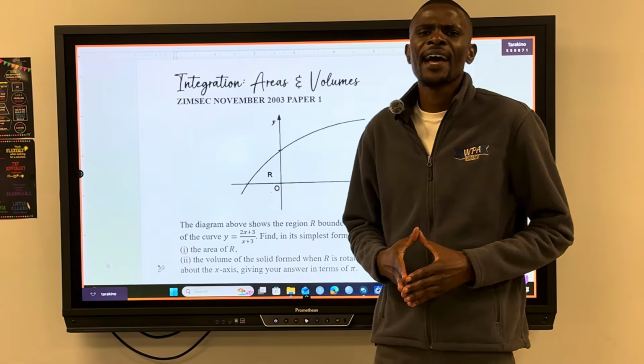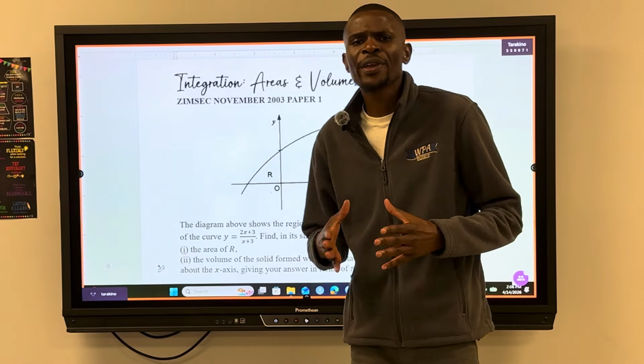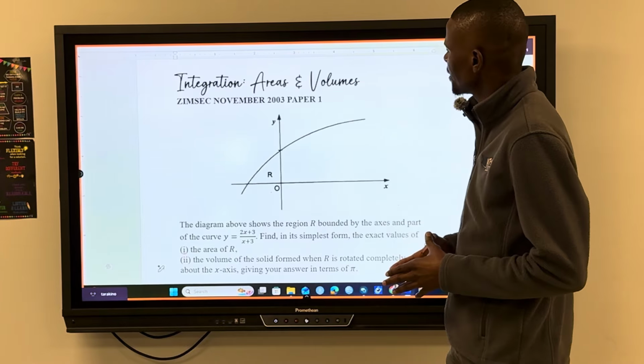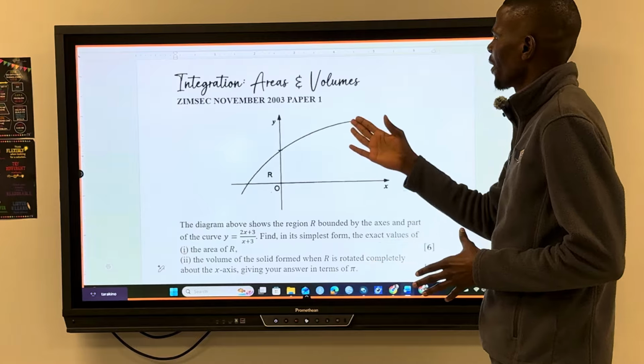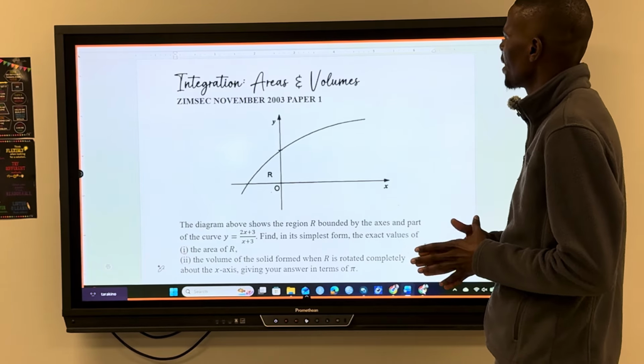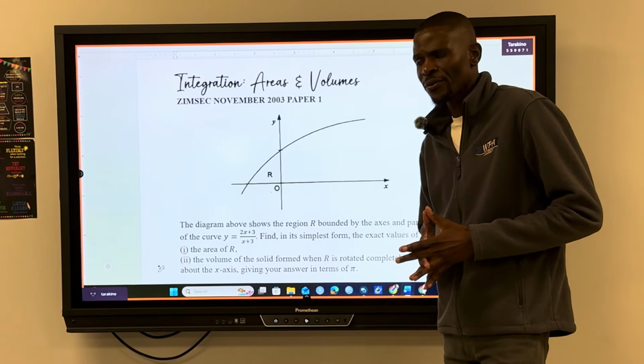Have you ever wondered how we can find the area under the curve or the volume of a 3D shape? Today, we use integration to do exactly that. Okay, we have a ZIMSEC November 2003 paper 1 question.